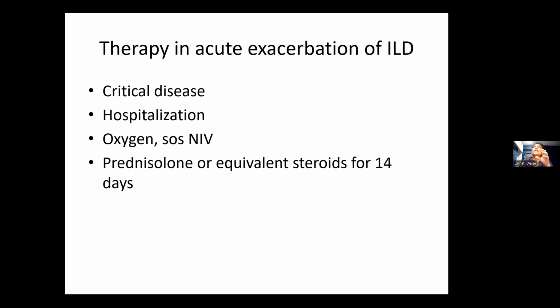Okay. Now the only drug which is shown to be of significant importance or improvement in ILD, especially acute exacerbation, is prednisolone. There is enough evidence that when prednisolone is given in a dose of 0.6 to 1 milligram per kg per day, or equivalent steroids, you may not give oral prednisolone, you may give other equivalent doses for 14 days. It is said to have a definite, good impact on the acute exacerbation of ILD, and any ILD in exacerbation should be given a steroid course for 14 days.